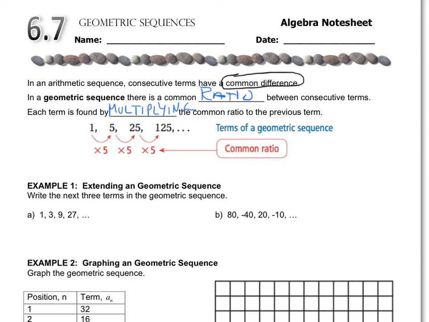So when you look at this sequence here, we have the first term is a 1, second term, each of those in line is called a term, and then the value of the term is the 1, the 5, the 25, and the 125. The common ratio is down here. You see the same thing happening over and over and over through multiplication.